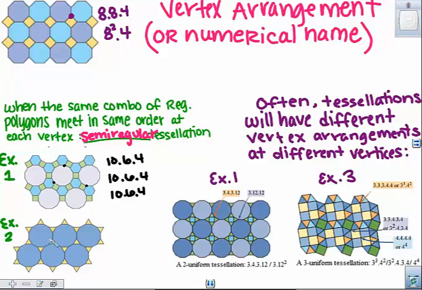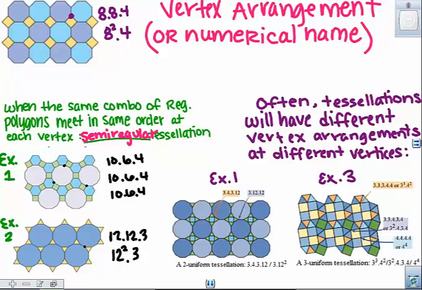In example 2, these are dodecagons and triangles making up this tessellation. Let me see, is this a decagon? 1, 2, 3, 4, 5, 6, 7, 8, 9, 10, 11. This is a dodecagon, a 12-sided figure, and triangles. So here at this vertex is a dodecagon, a dodecagon, and a triangle. So that's 12, 12, 3. And again, when you have two of the same, you can write 12 squared, 3. So those would be the vertex arrangement or numerical name of that figure.